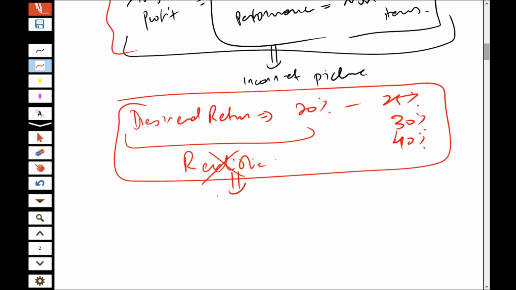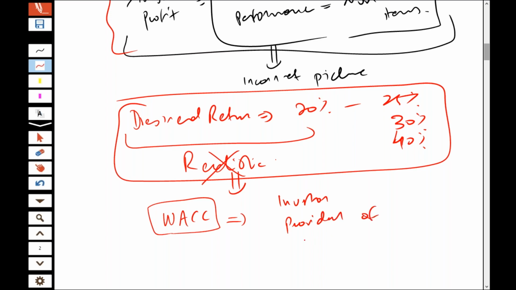So in order to overcome this specific issue, EVA introduces the concept of using the WACC. Because the WACC is a reflection of the capital employed. It's a reflection of the providers of finance. The return that is desired by the providers of finance is reflected through the WACC. So it's better that the entity uses WACC instead of the desired returns.